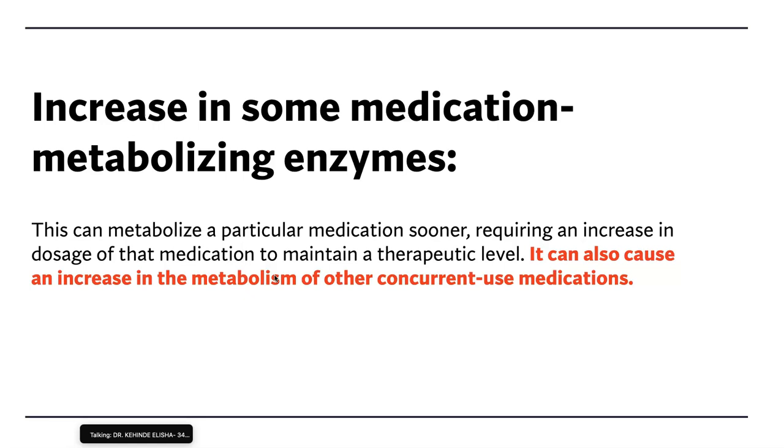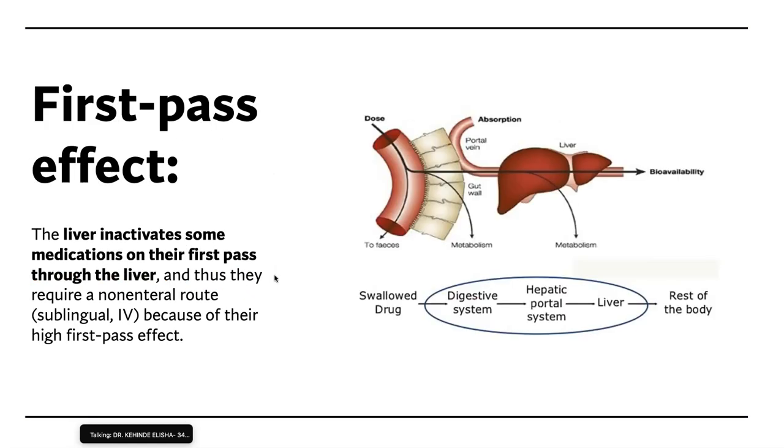So an increase in some medications can also cause an increase in metabolism through the concurrent use of medications. Now, the first pass effect: the liver will inactivate some medications if you give them through the wrong route on their very first pass through the liver. And thus, they require a non-enteral route, for example, sublingual or IV.